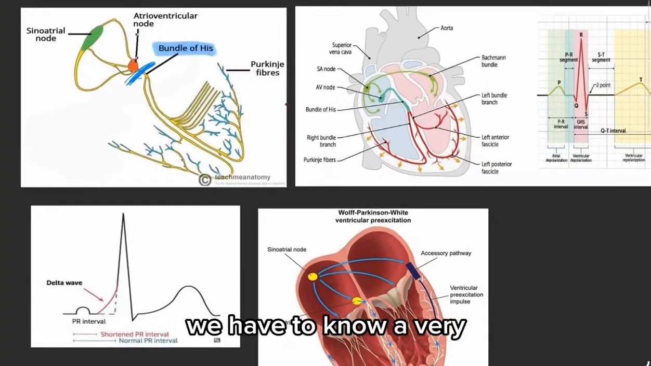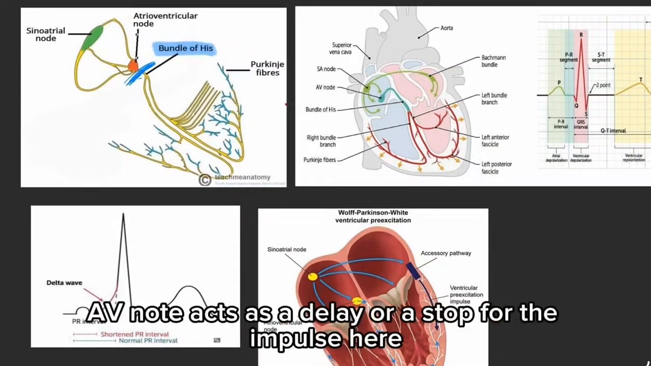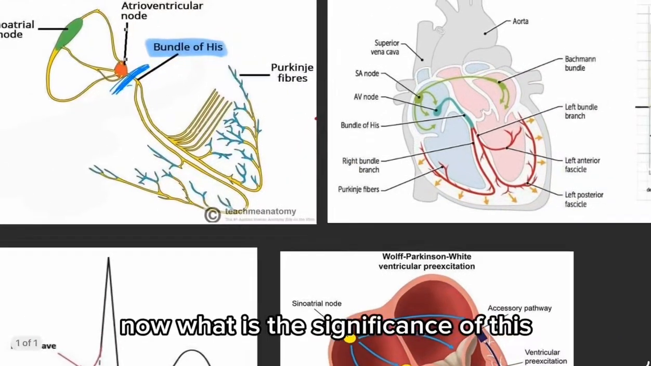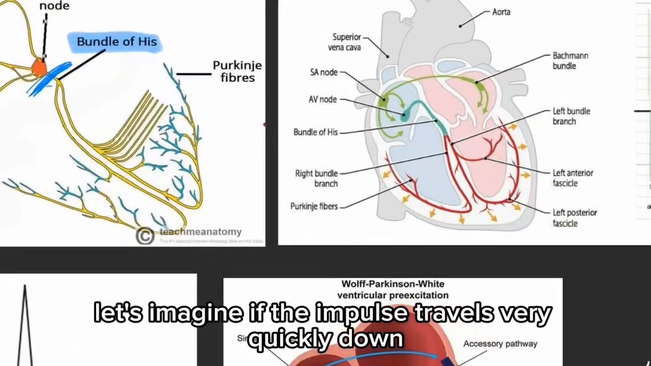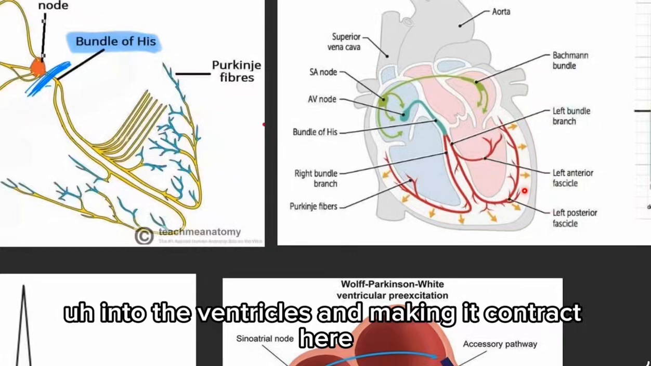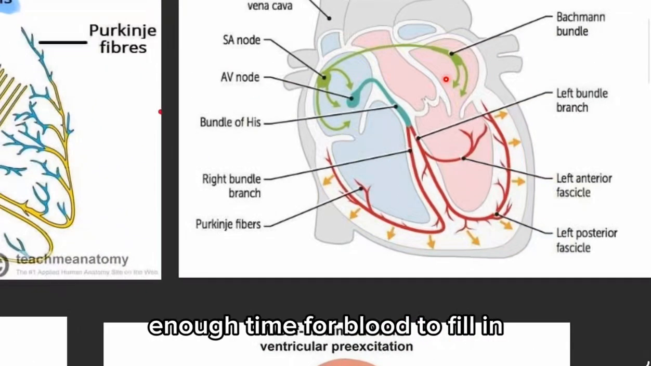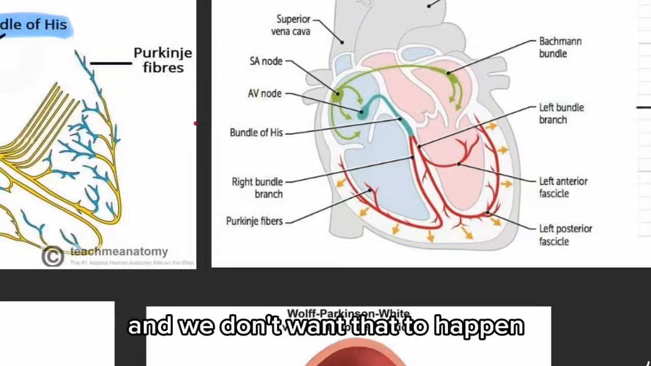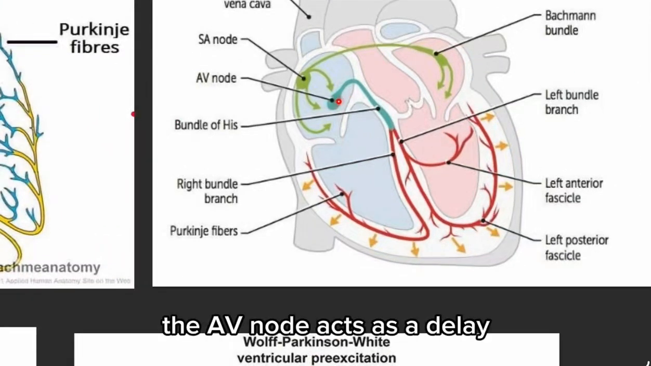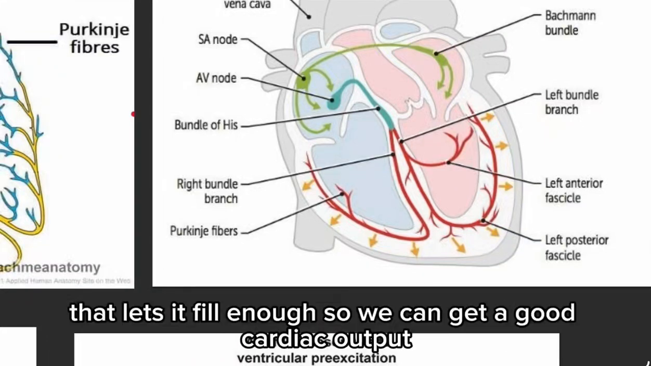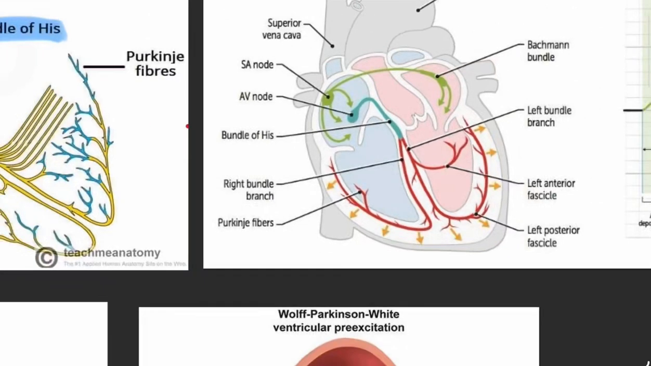Here, we have to know a very important thing about the AV node, which is that the AV node acts as a delay or a stop for the impulse. Here it will delay its descent into the His bundle. Now, what is the significance of this? Let's imagine if the impulse travels very quickly down into the ventricles and makes them contract. Here, the ventricles won't have enough time for blood to fill in, and thus the cardiac output will be decreased, and we don't want that to happen. Okay, so instead, the AV node acts as a delay to help the ventricles to relax during diastole to a good amount that lets them fill enough and have a good cardiac output.